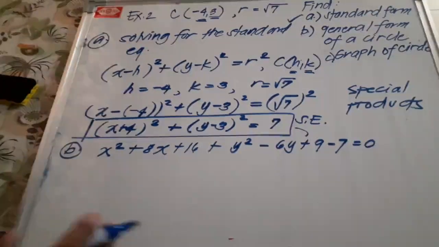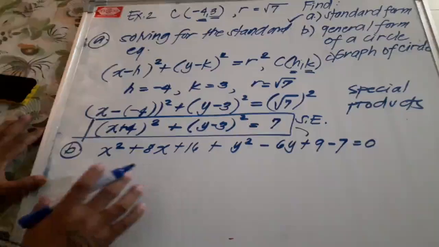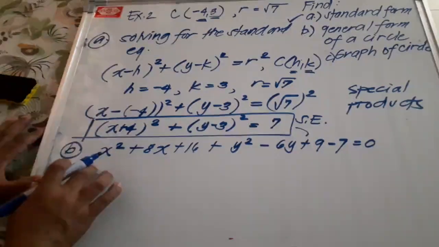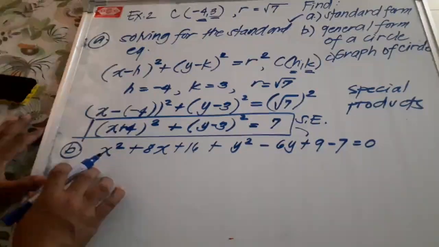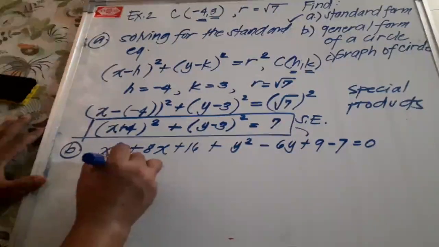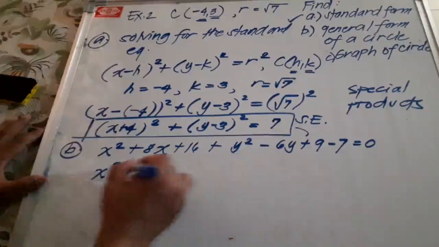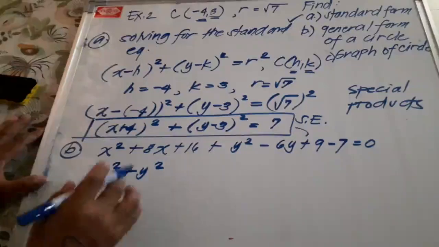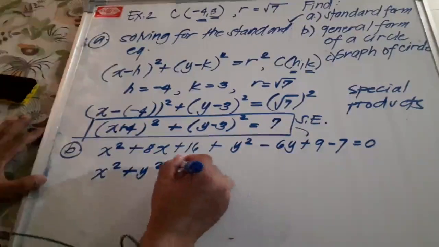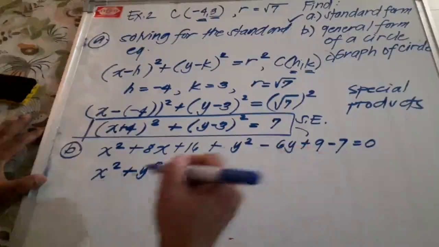And then we arrange the terms. Base do sa general form natin, yung first, yung second degree of x, ang first term ng ating general equation. So ito yon, x squared. And then followed by the second degree of y. So y squared ang kasunod. The next is the x term. That will be 8x. Kasunod ay yung y term.